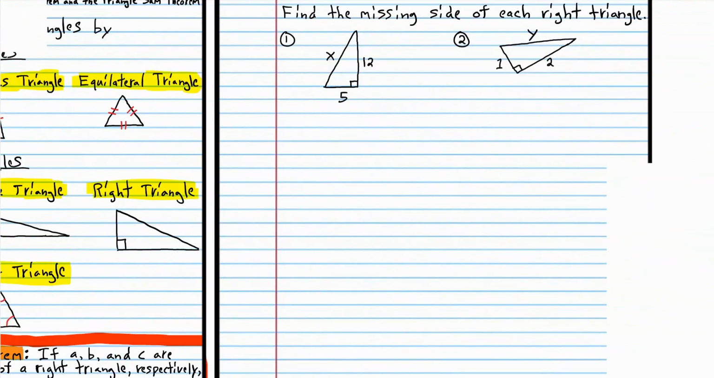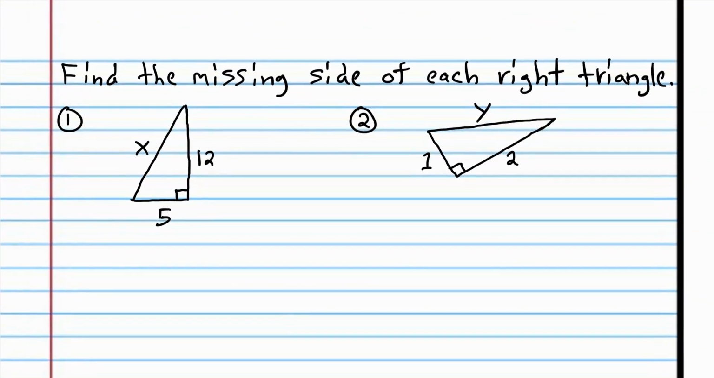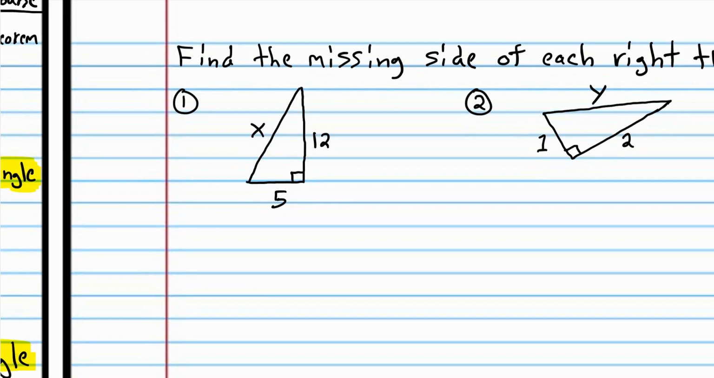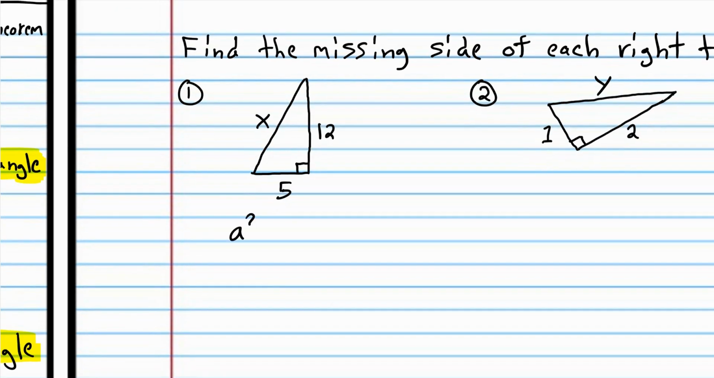All right, so you can see we have right triangles here, and it says find the missing side of each right triangle. So we have this side and we have this side, but we're missing this side. So we're going to use the Pythagorean theorem to solve this problem. So let's write the Pythagorean theorem down. A squared plus b squared equals c squared.